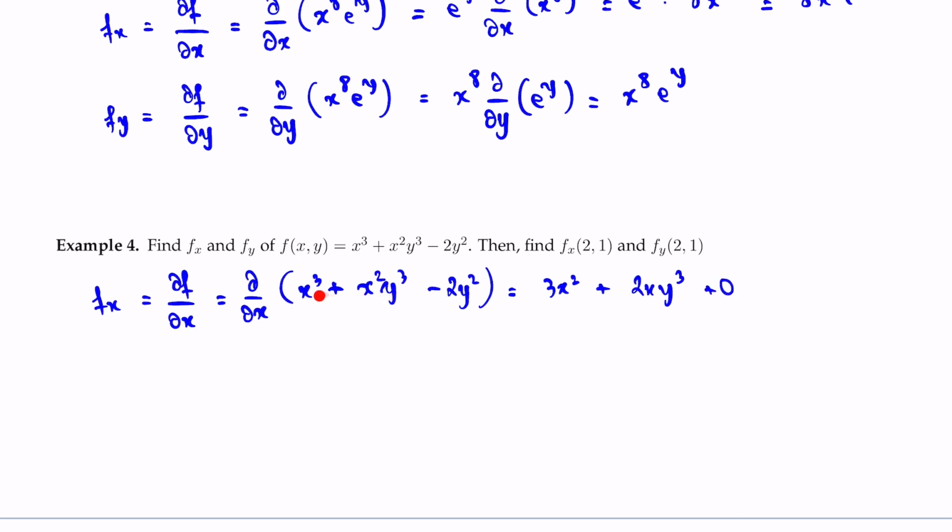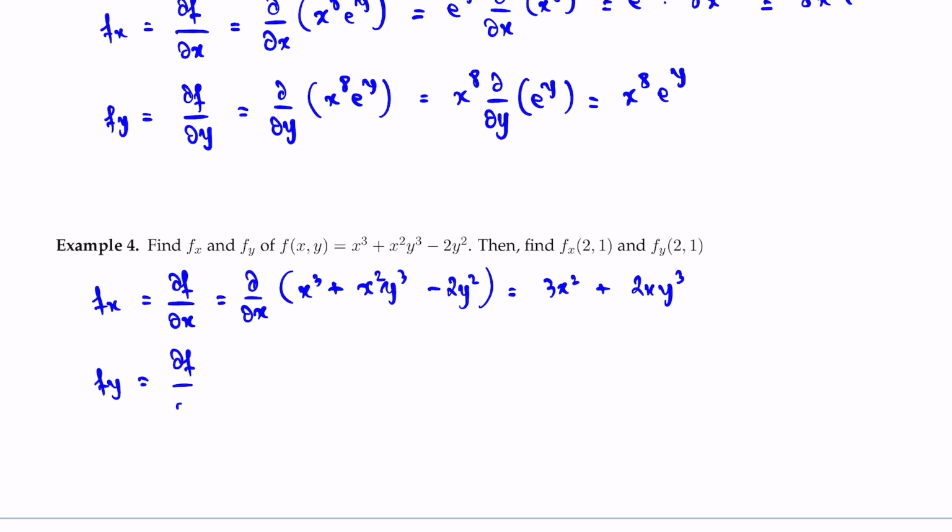Right. So what we did here is that the derivative of a sum is the sum of derivatives. The derivative of a difference is the difference of derivatives. Those are laws or rules you have seen in single variable calculus, and you can directly apply them here in the context of partial derivatives. And the result is just 3x squared plus 2x times y cubed, and you can get rid of the 0 here if you want to.